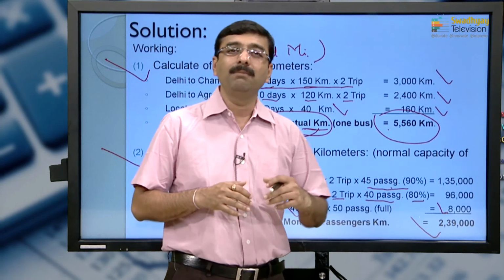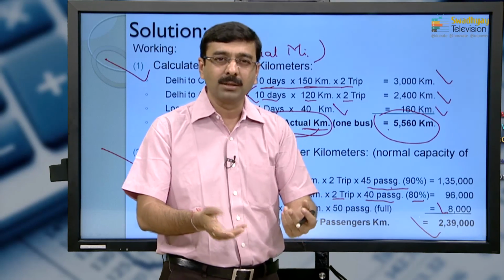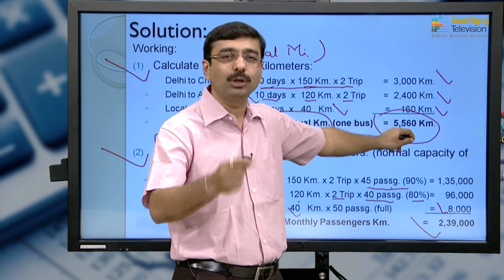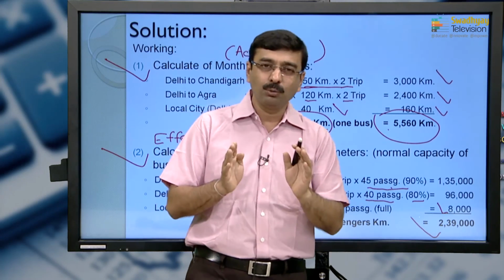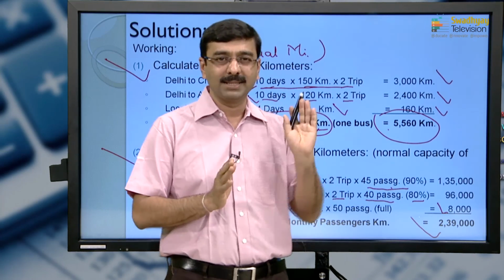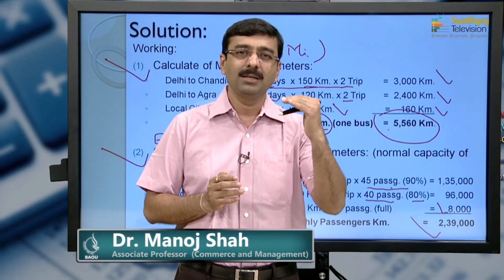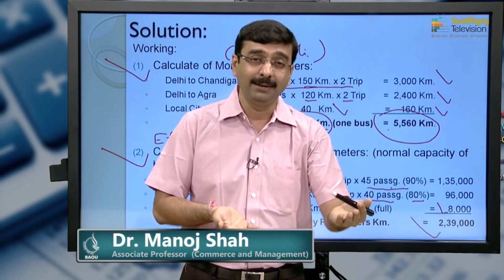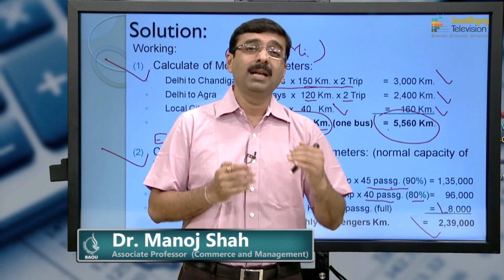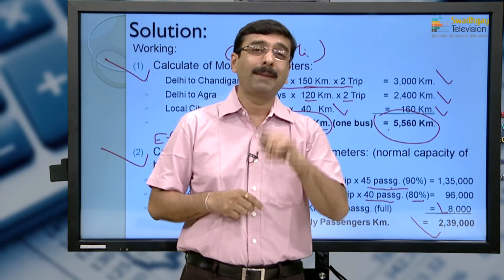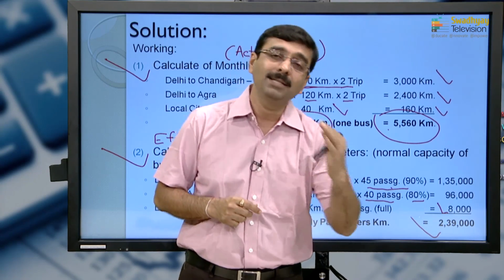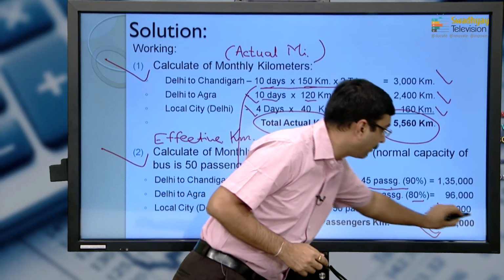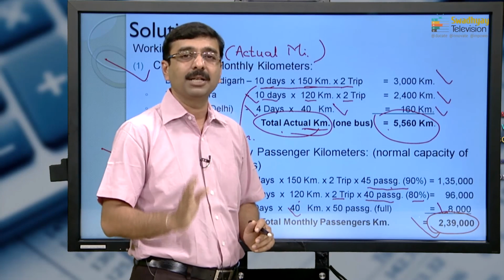And when we find out the missing items of certain expenses or costs, at that point of time the 5,560 kilometers, it means the actual kilometers, is used. So I think you must have understood the difference between both of these pieces of information. The first is helpful to find out the missing cost, the cost which is not clearly defined, and the second is helpful to find out the overall passenger kilometers, how the passenger kilometer can be determined. On the basis of that we will find out the cost per passenger kilometer.